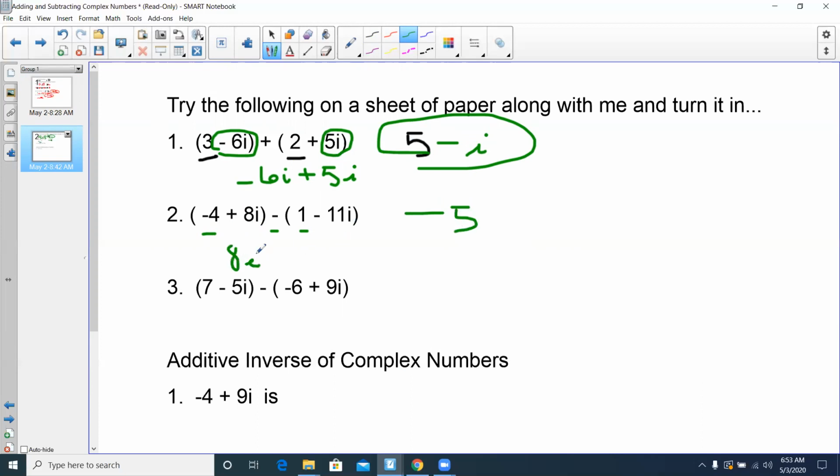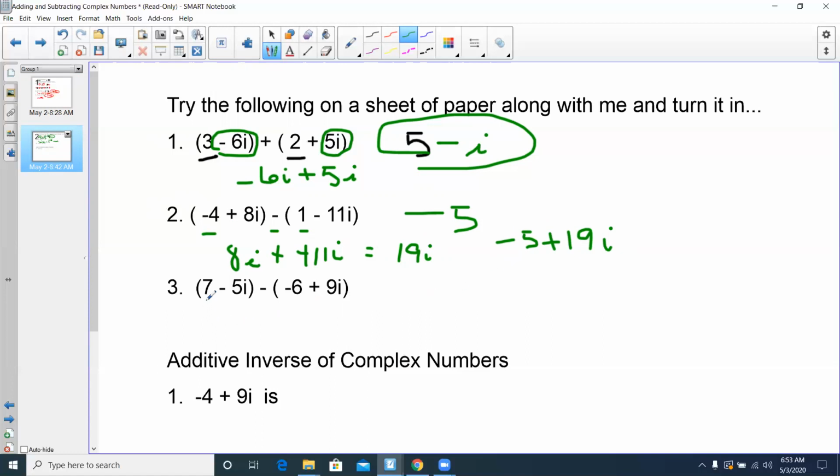8i minus a negative 11i, right, becomes a plus plus. So that's going to be a 19i. So our answer is negative 5 plus 19i. And notice as we do these that the real is out front, the imaginary is out back. That's what we always do. It's always in that order.